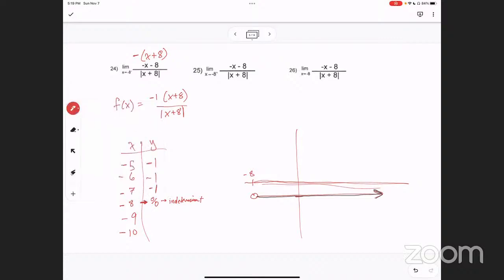When I plug in -9, let's do this. What's -9 and -9? What's the numerator going to be? -9 plus 8 is -1. So what's the numerator going to be? The numerator is going to be 1. Good. And what's the denominator going to be? 1. And what's 1 over 1? 1. And what do you think you're going to get when you plug in -10? 1. You got it. So what's happening to the other side is this.